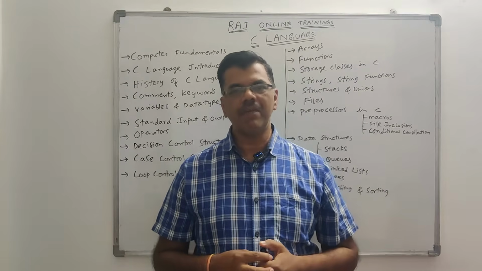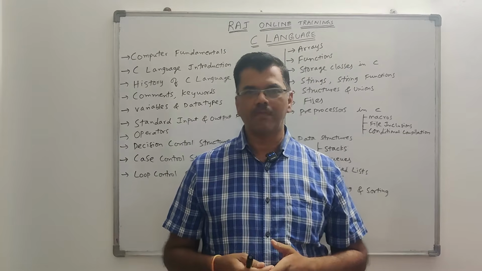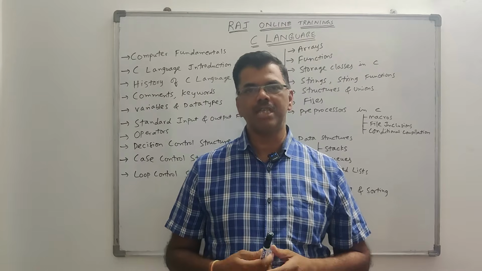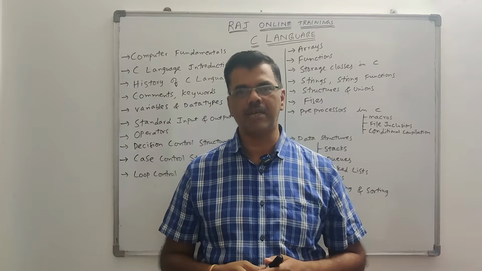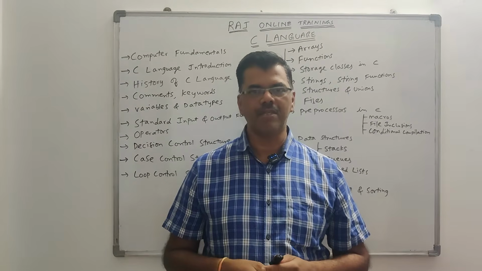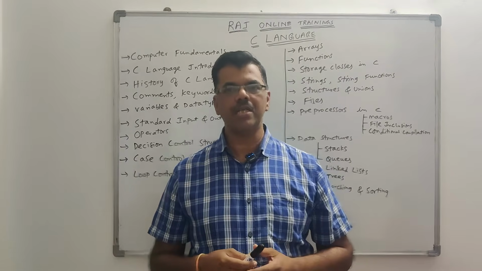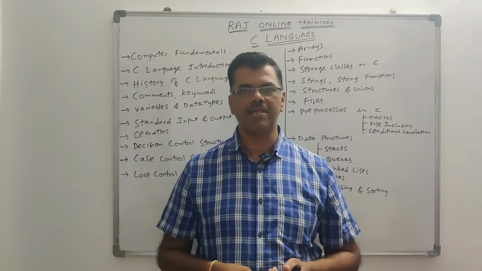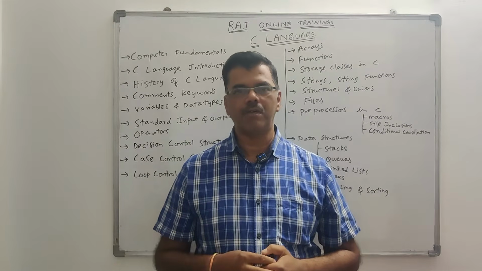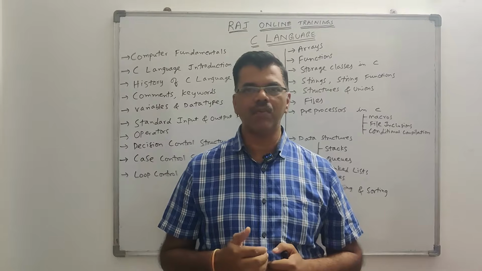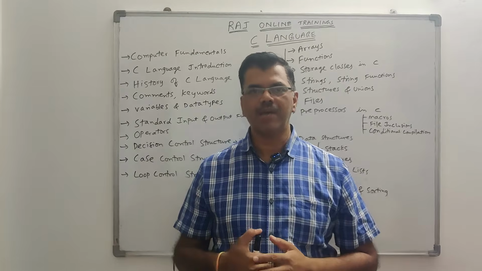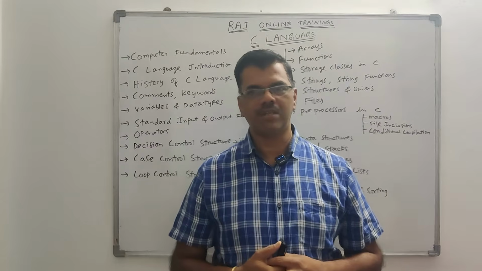And C language, we even call it a middle level language. The main reason is that by using C language we can develop system softwares as well as application softwares. When you want to develop system softwares, we make use of low level languages. When you want to develop application softwares, we make use of high level languages like Java or Python, .NET. Whereas by using C language we can develop system softwares as well as application softwares. That is the reason we call C a middle level language.